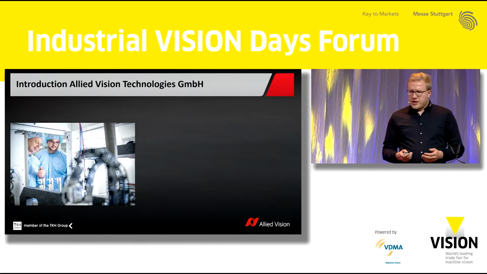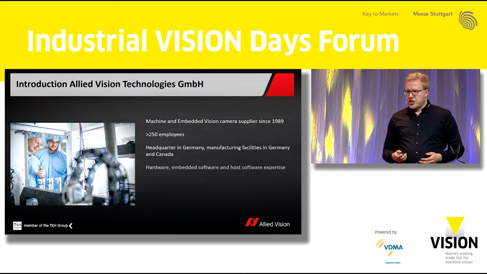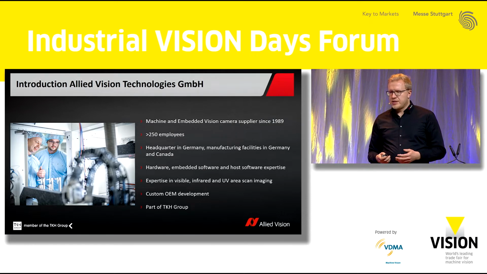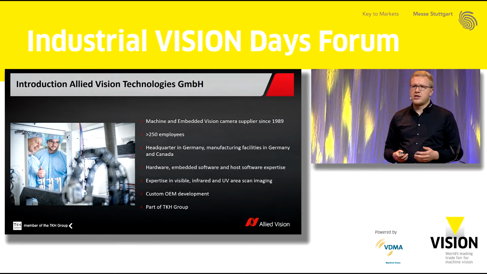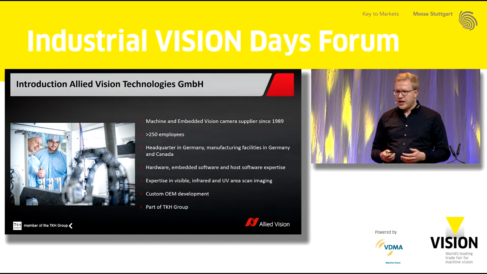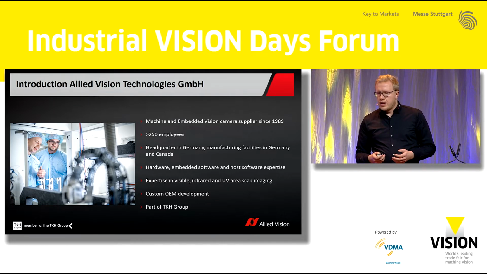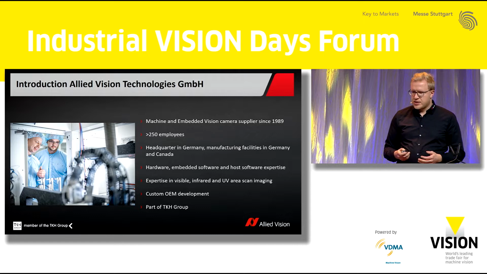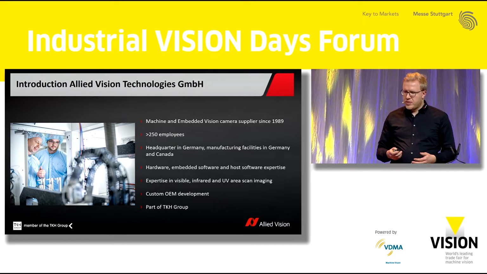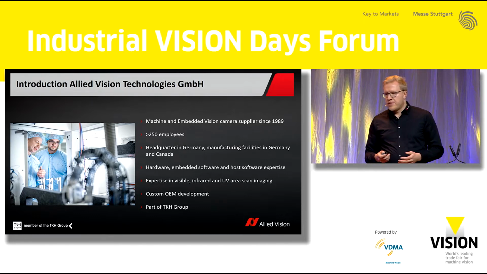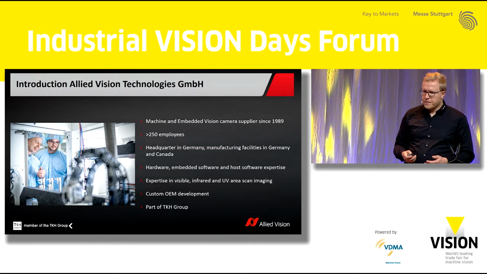So just a bit about Allied Vision. We are a machine and embedded vision camera supplier since 1989. We have more than 250 employees. The headquarters is in Germany, but we also have manufacturing facilities in Germany and Canada. What we also have are direct sales representations in Europe, USA, Singapore, and China.